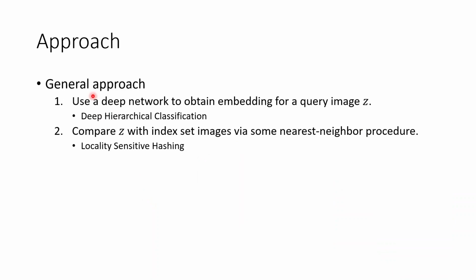And so the general approach for a visual search problem is that we first use some sort of deep network to obtain an embedding for a query image. So you run an image through a model. For this project, we chose a model called deep hierarchical classification. After we obtain an embedding vector z for the image, we conduct a nearest neighbor search of the index set, to see which are the closest images in the index set. For this second stage, we use an approach called locality sensitive hashing.